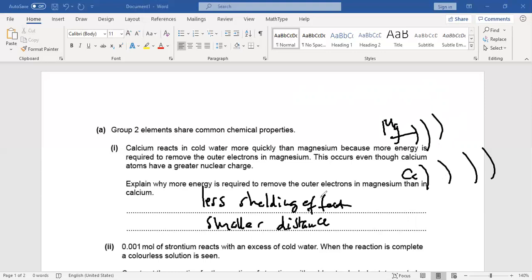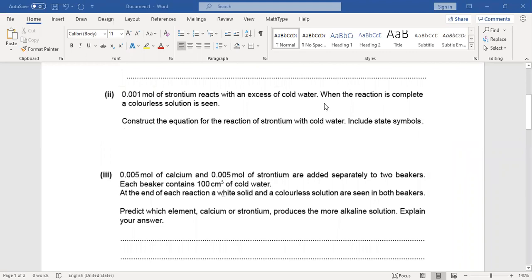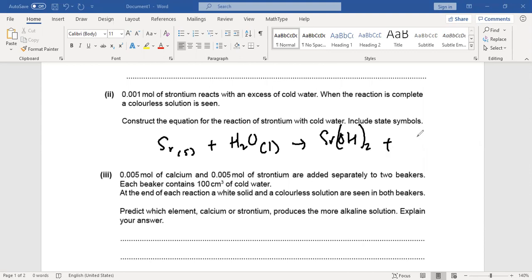Okay, next is actually this one. You have strontium reacting with cold water. Okay, so very easy. Strontium is a solid because it is in group 2, and it reacts with water, cold water. Please don't forget to put L, okay, liquid. And then it will give you strontium hydroxide and hydrogen gas.